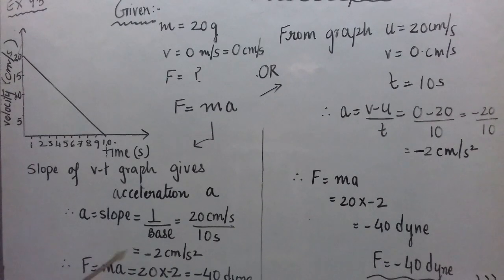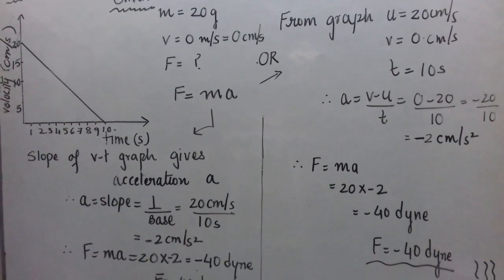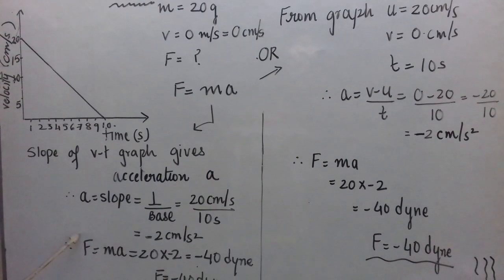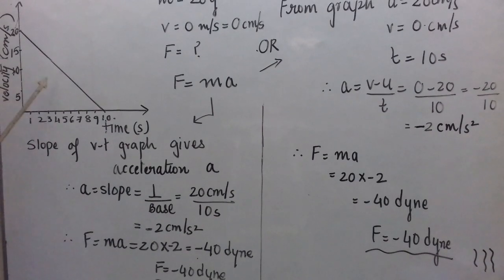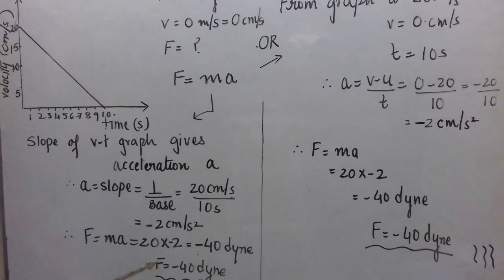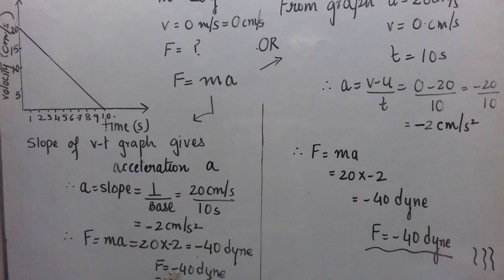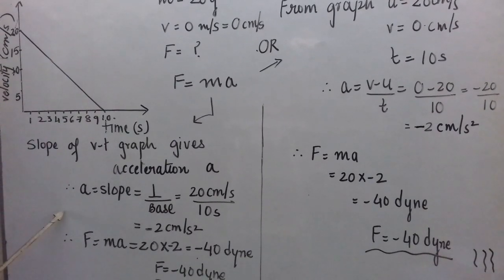So the answer that you will get is minus 40 dyne. So force is minus 40 dyne. Why minus? Because it is a retarding force. It brings about uniform retardation. So this is a retarding force and hence it is negative. This is one of the methods.